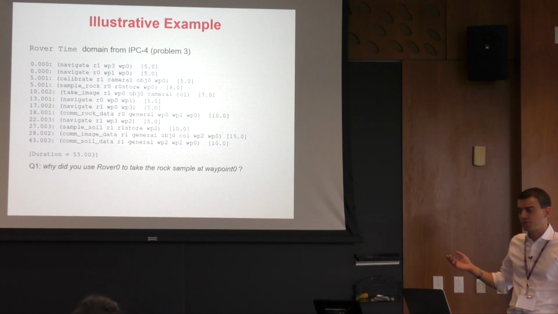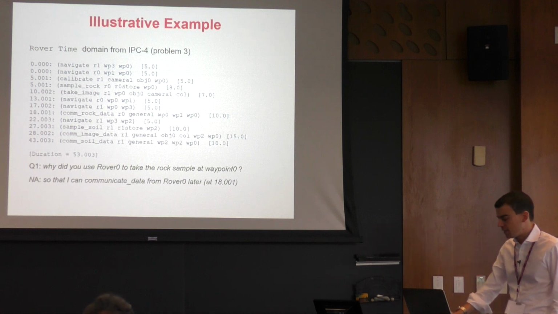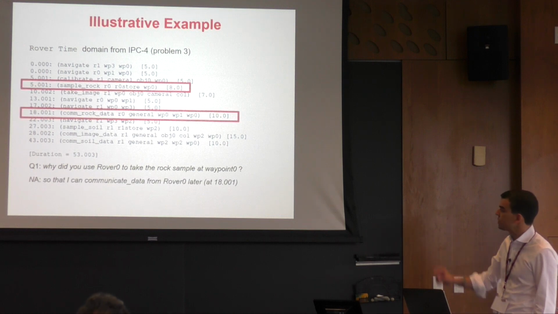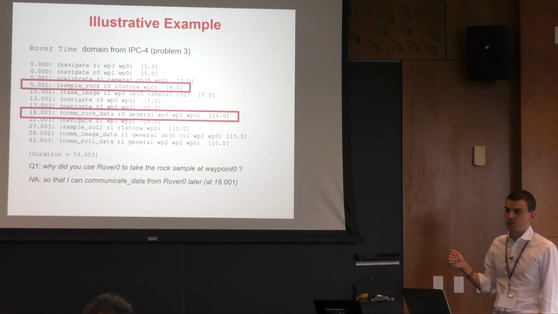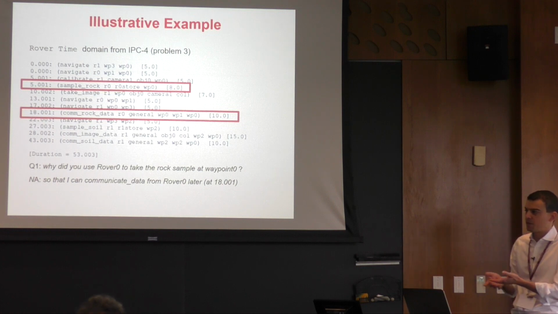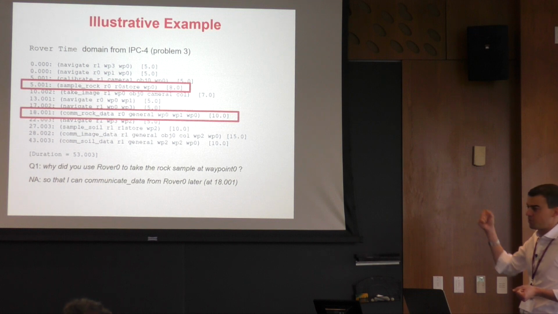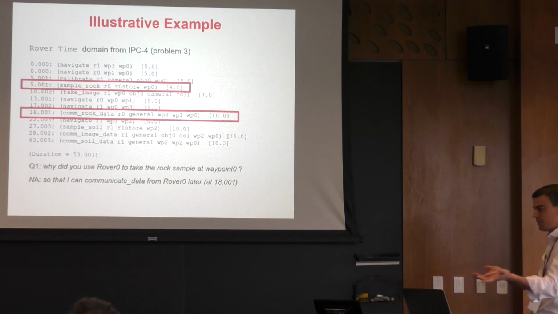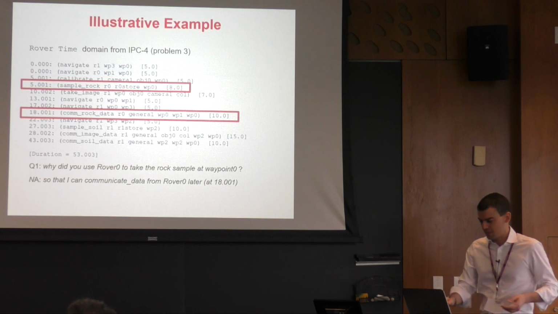One answer could be: so that I can communicate data from the rover later. This is the connection between the two actions. But this is a naive answer, because it's quite obvious. If one looks at the plan, it's pretty obvious that if you want to communicate through rover 0, that rover must have done the observation. So it's not an explanation, it's something very obvious.